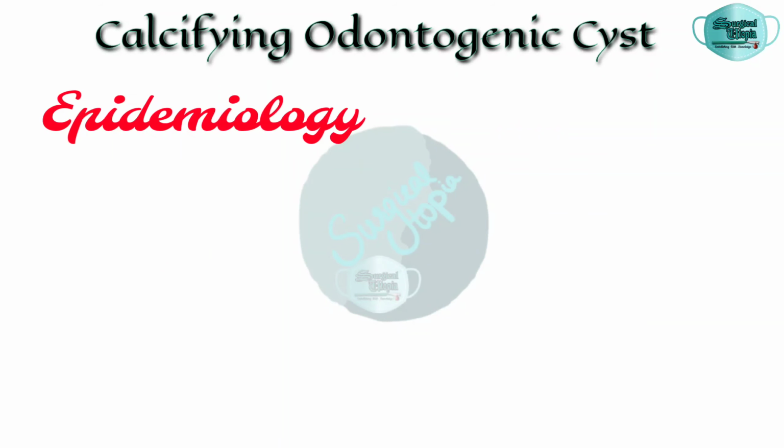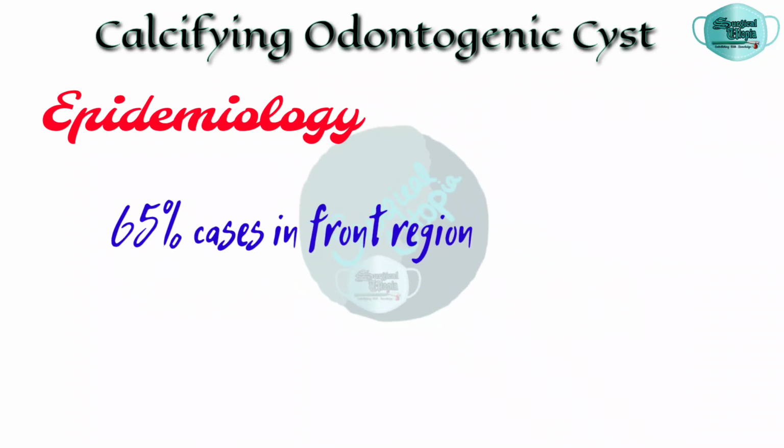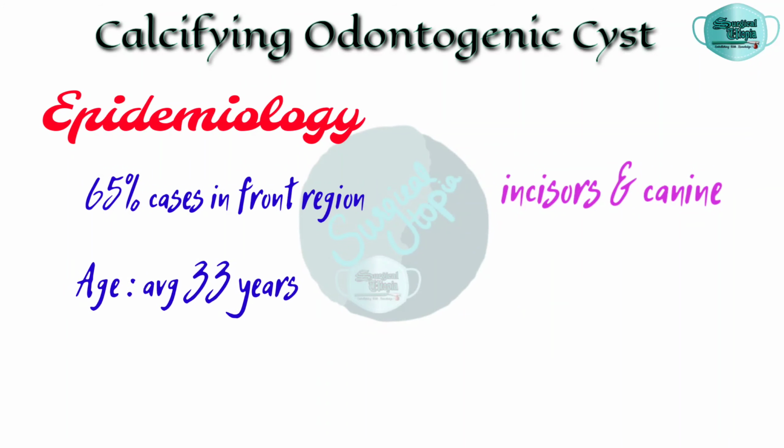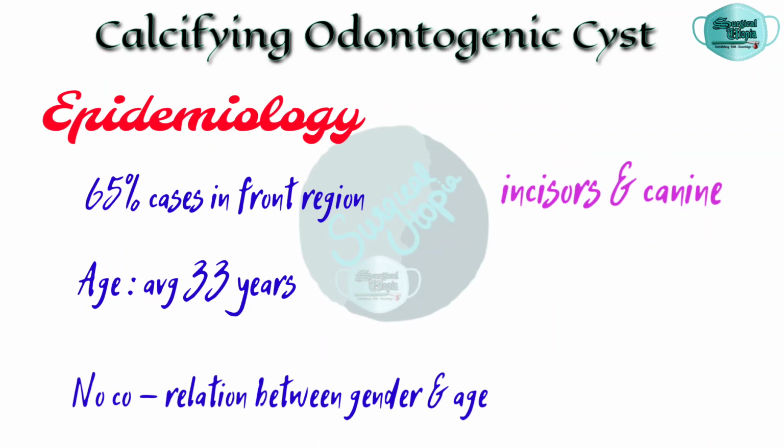Epidemiology of this cyst has shown that 65% of cases are found in the front of the mouth in the incisor and canine region, and it may occur in individuals aged between infancy to elderly, but the average age is 33 years. And there is no correlation between gender and race because it can occur in any individual.